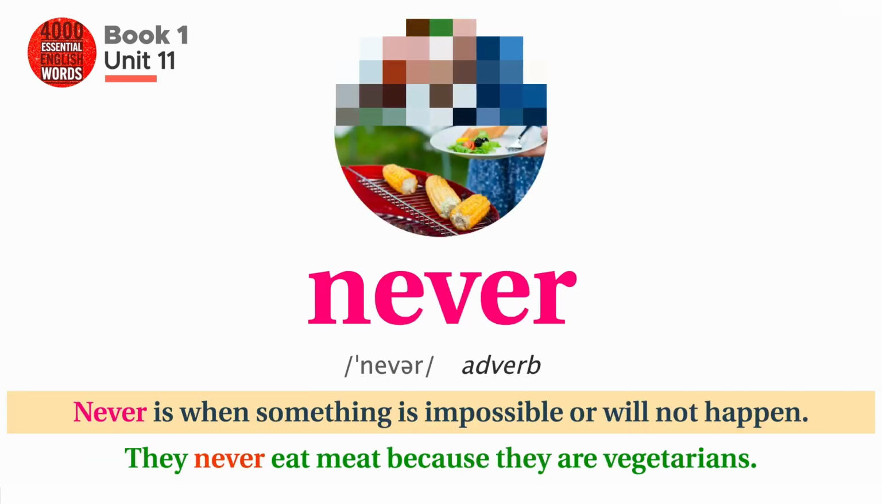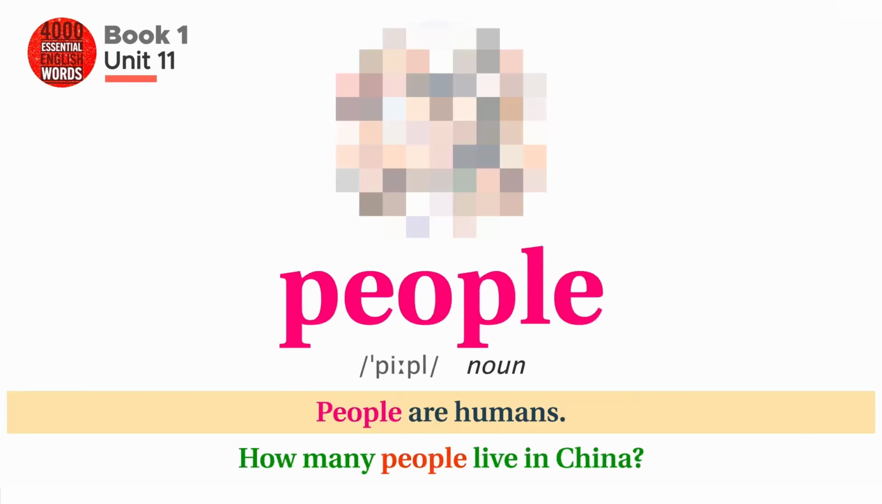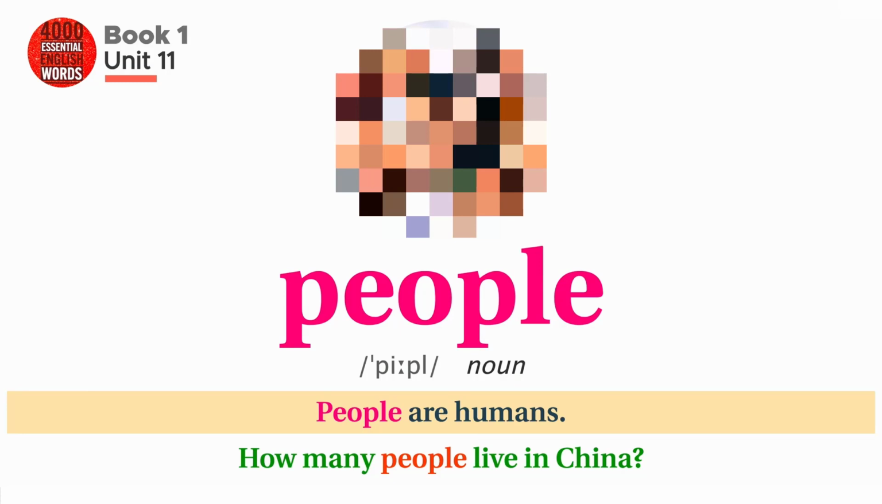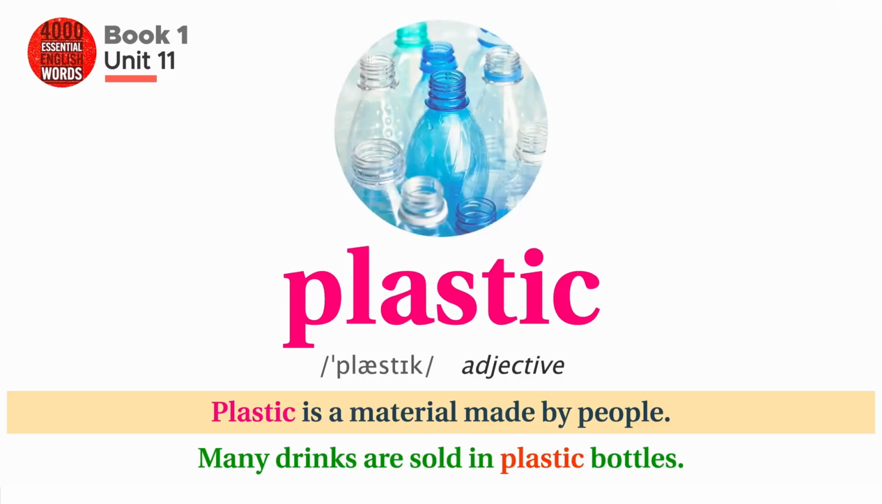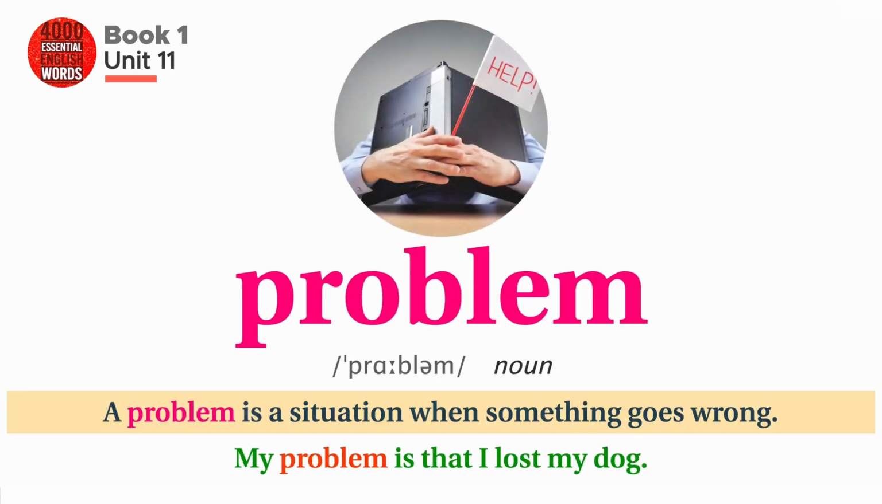Never. Never is when something is impossible or will not happen. They never eat meat because they are vegetarians. People. People are humans. How many people live in China? Plastic. Plastic is a material made by people. Many drinks are sold in plastic bottles. Problem. A problem is a situation when something goes wrong. My problem is that I lost my dog.